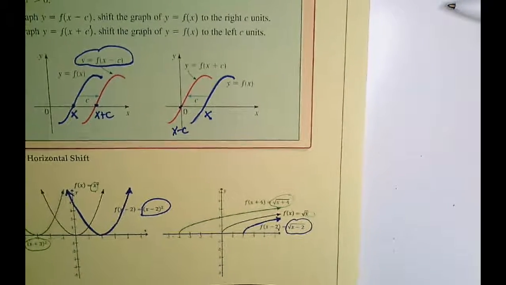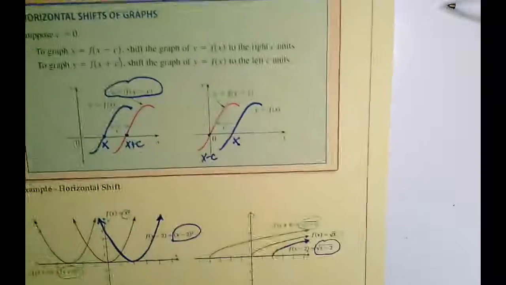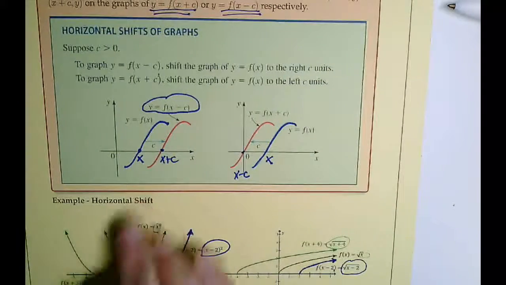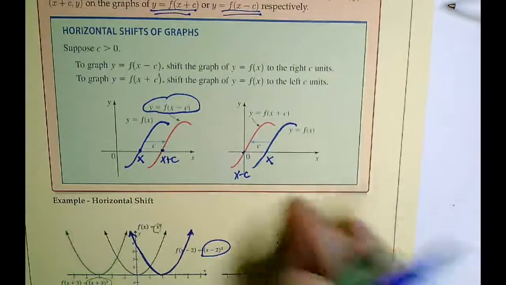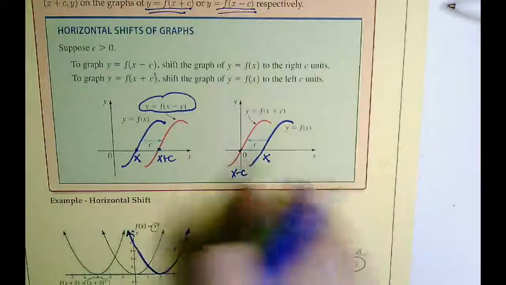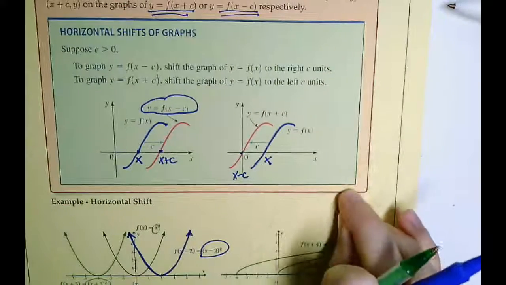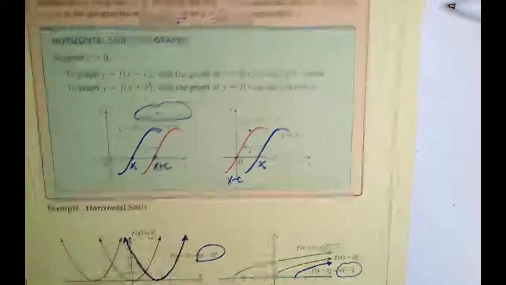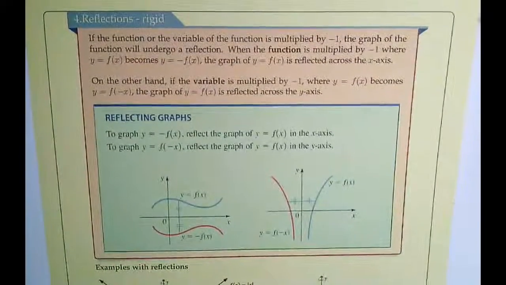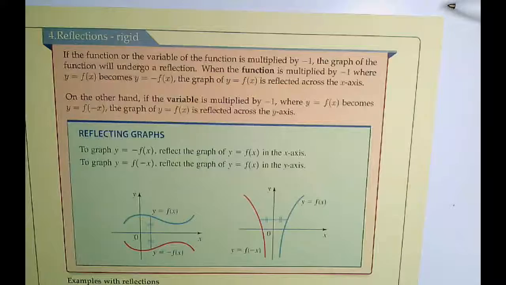So this is a horizontal transformation. It's still rigid. I'm not changing the graph, I'm just changing its location. And I'm changing it horizontally, which means the x value is going to change, as opposed to vertically where the y value was changing. So the last type of rigid transformation is reflection.